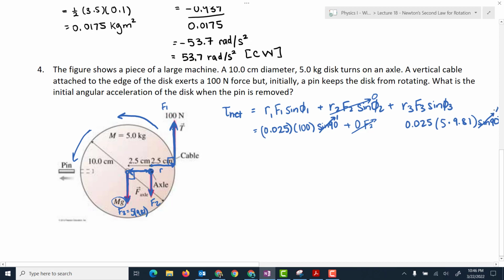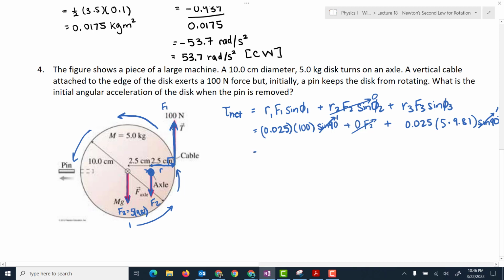Now, how does that force cause the rotation? Is it causing a clockwise rotation or a counterclockwise rotation? If you pull down over here, you're going to cause the whole thing to rotate in this direction, because it's rotating about this point right here. So it's rotating around, that's the positive direction because it's going counterclockwise. So this is a positive value.